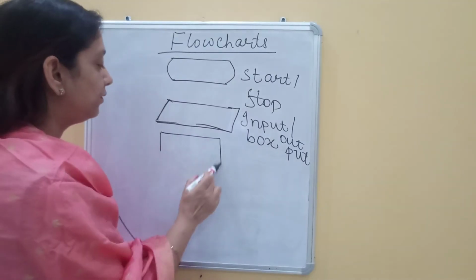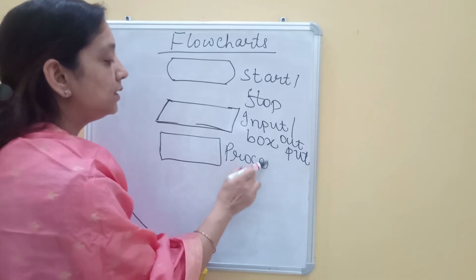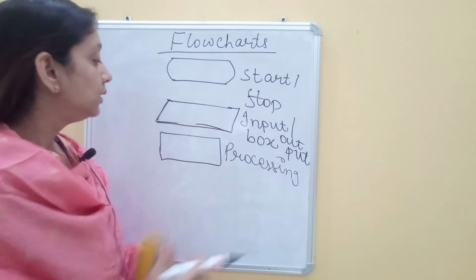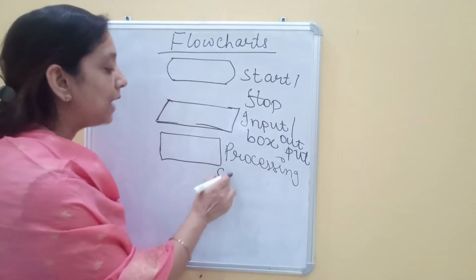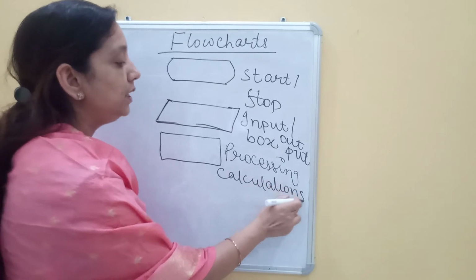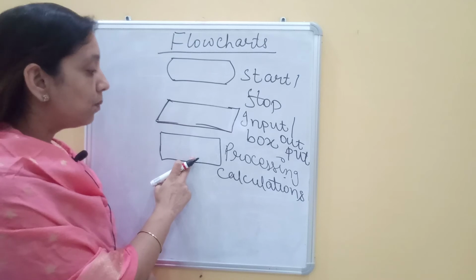Next, we have the processing box. This rectangular box is known as the processing box. This box is used for calculations. Whatever processing or calculations need to be done, they are done in this particular processing box.